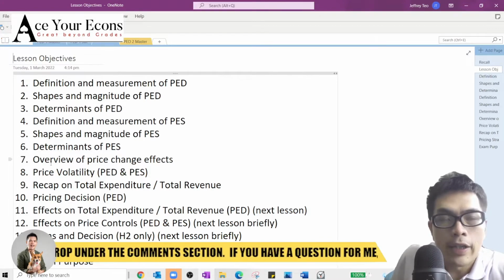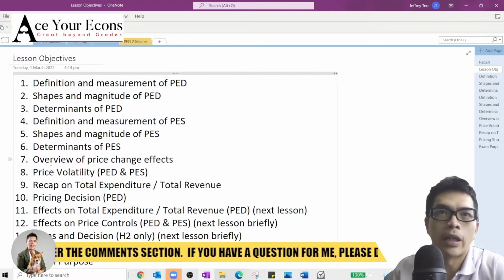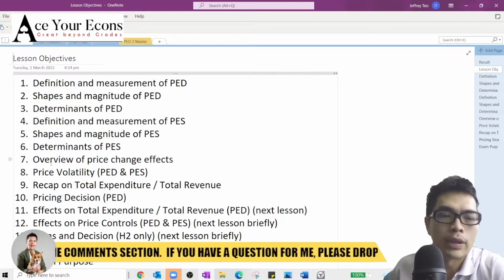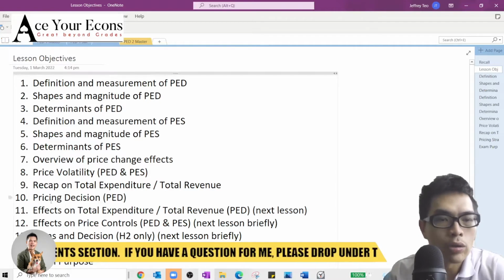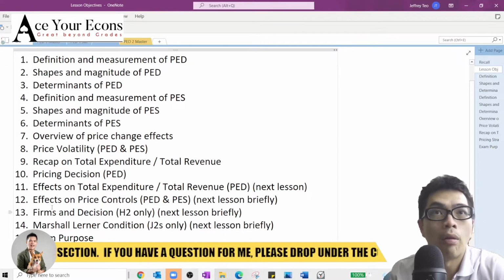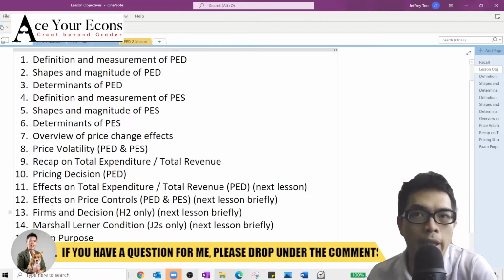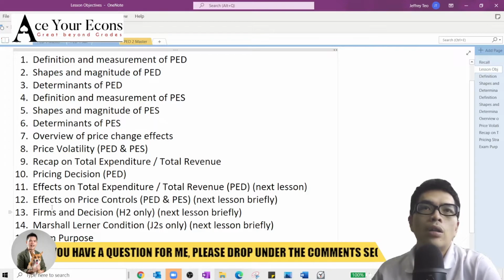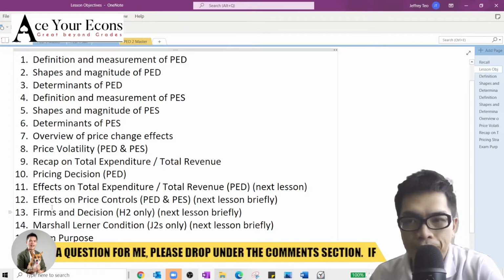The first 7 objectives are for concept, and the last 3 are to apply the concepts for exam purposes. So you got to know when to use. Item 11 onwards will be covered next week. They are all more advanced things. There are a lot of things that stem from PED and PES, so please spend time on this topic. It's really, really important.